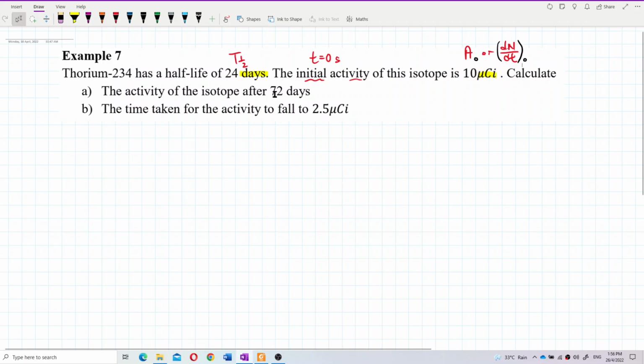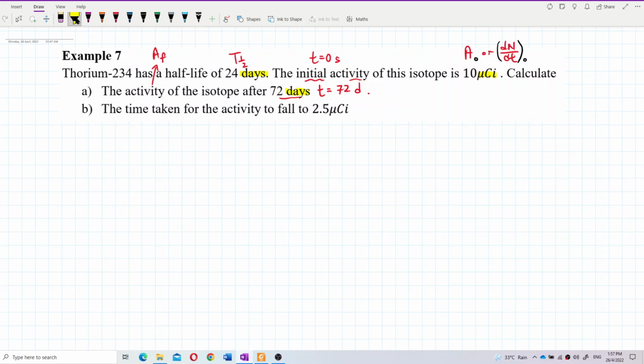Calculate the activity after 72 days. That means you want to find the final activity at this time. This is the time taken, which is 72 days. So be careful with the unit.